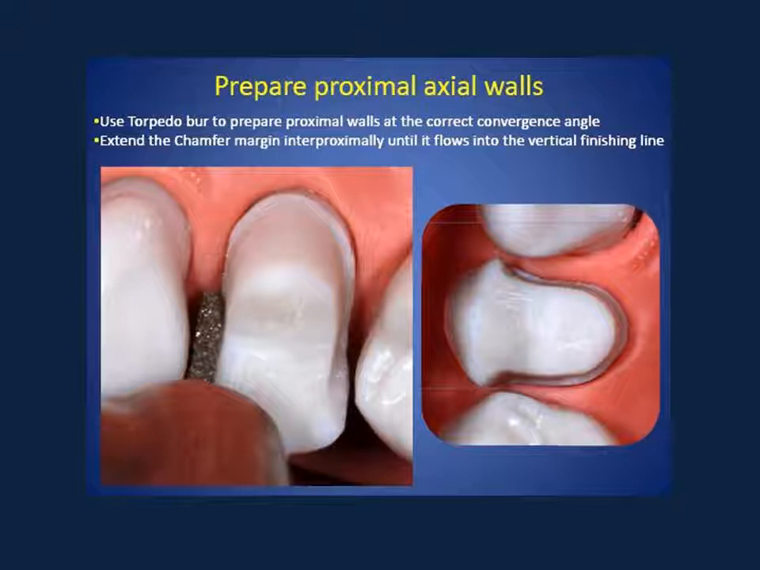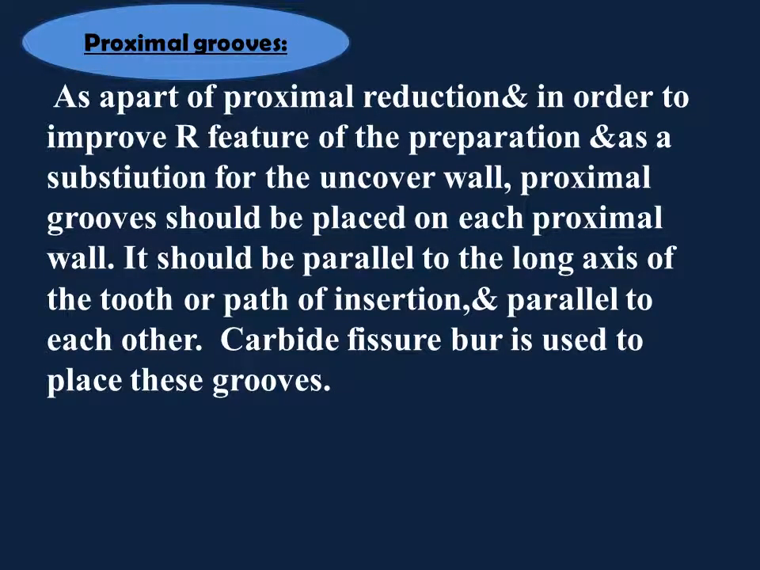After I open the contact and do the proximal flare, then I should extend the chamfer finishing line margin interproximal. As a part of proximal reduction and in order to improve retention of the preparation and as a substitution for the uncovered wall, proximal grooves should be placed on each proximal wall. It should be parallel to the long axis of the tooth on path of insertion and parallel to each other.